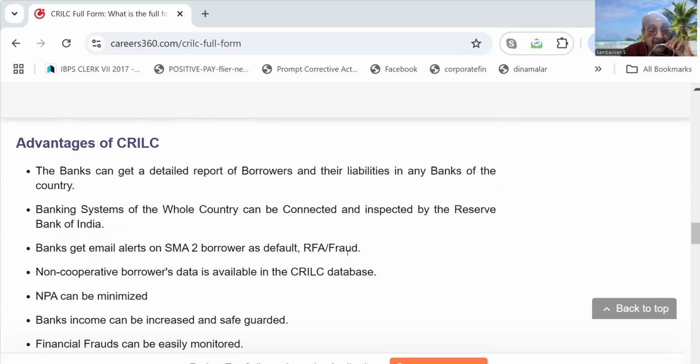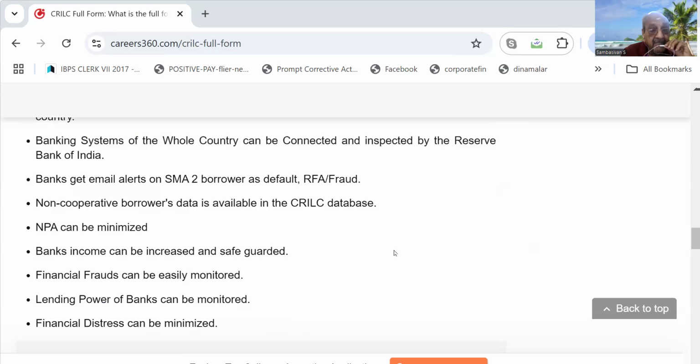The advantages: The banks can get a detailed report of borrowers and their liabilities in any bank of the country. Banking systems of the whole country can be connected and inspected by RBI. Banks get email alerts on SMA 2 borrowers, defaults, and RFA fraud. Non-cooperative borrowers' data is available in the CRILC database.